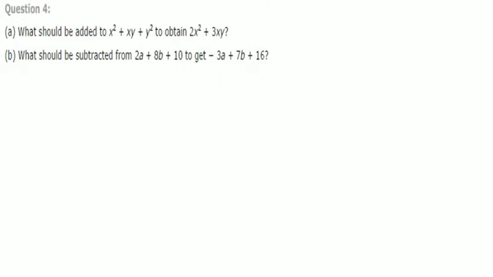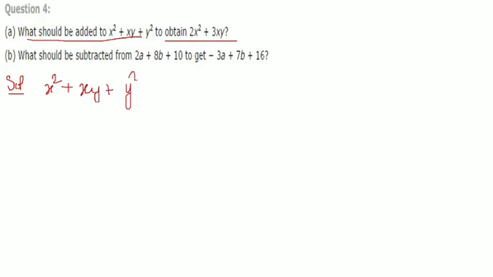Now let us move to question number 4. What should be added to this to obtain the required expression 2x square plus 3xy? Suppose we need to add an unknown term. So firstly write down the question, what should be added? So the solution for the first one is, since the first part is x square plus xy plus y square.